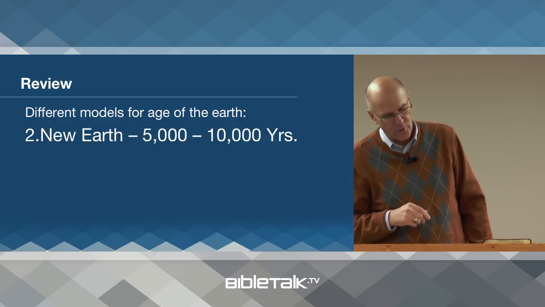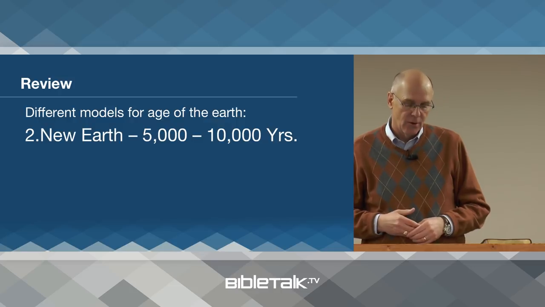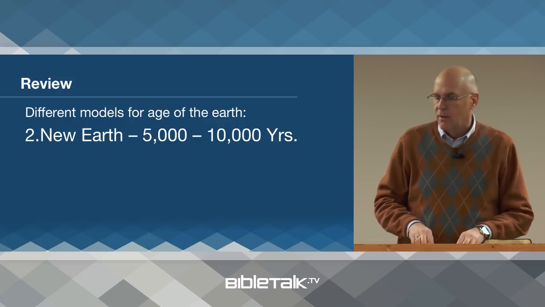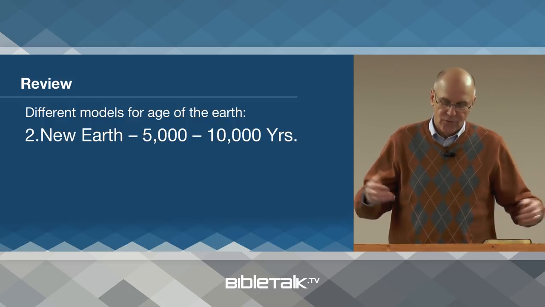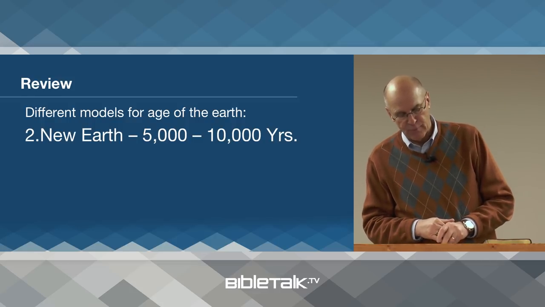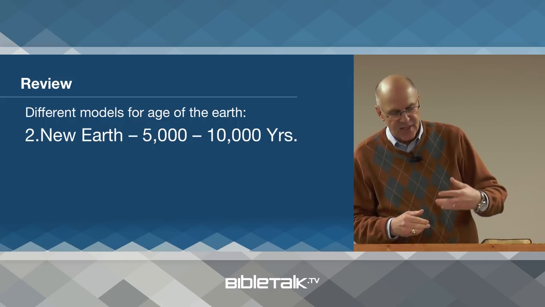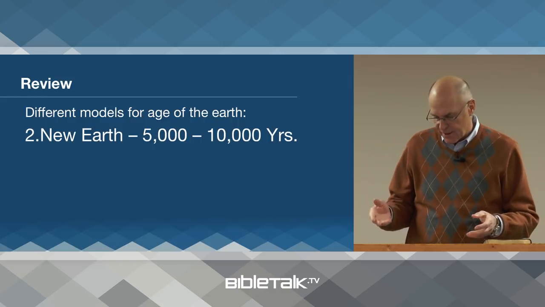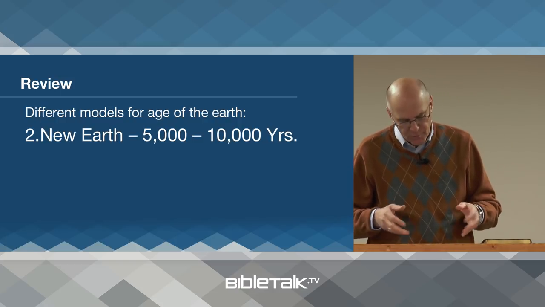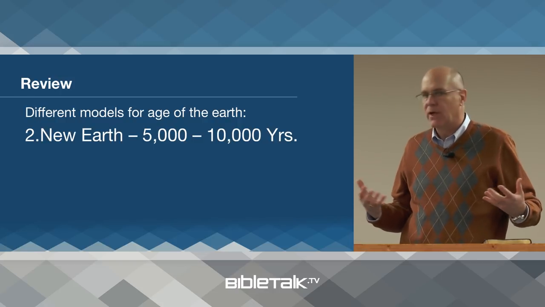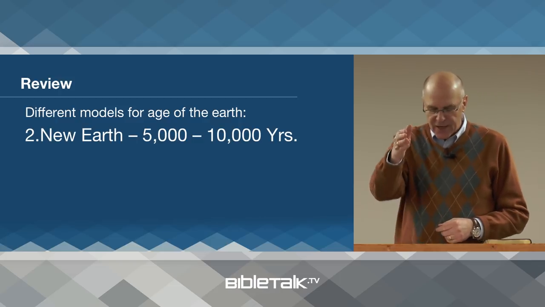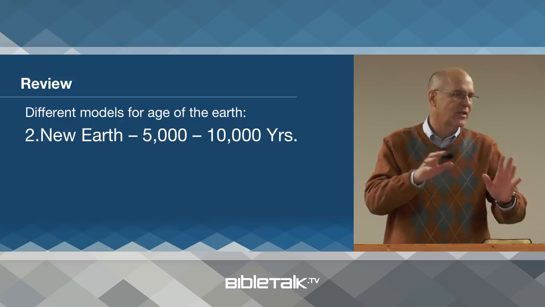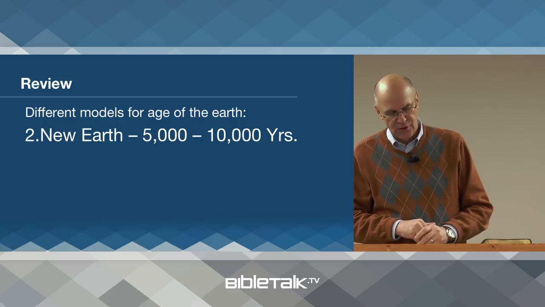And then the other theory, of course, is the new earth theory, or young earth sometimes, 5,000 to 10,000 years old. The idea is that the earth, the universe, is just 5 days older than man himself. The new earth model says that an all-powerful being that we call God created the universe and the earth at the beginning of time, roughly 5,000 to 10,000 years ago.